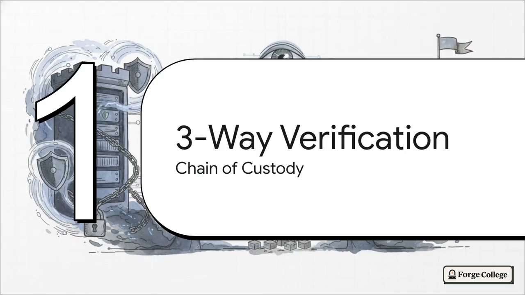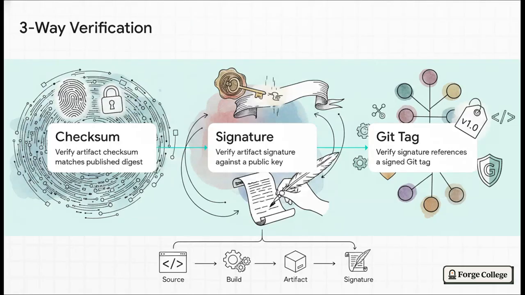Section 3. The three-way verification. Let's link these together to establish an unbreakable chain of custody. Now that we have our checksums, our signatures, and our reproducible builds, how do we actually use them together? Well, we link them up. The bouncer at our checkpoint always checks 3 specific things before letting code through.